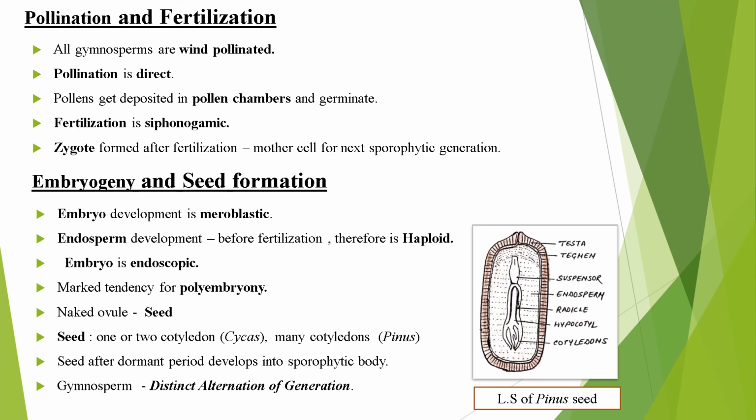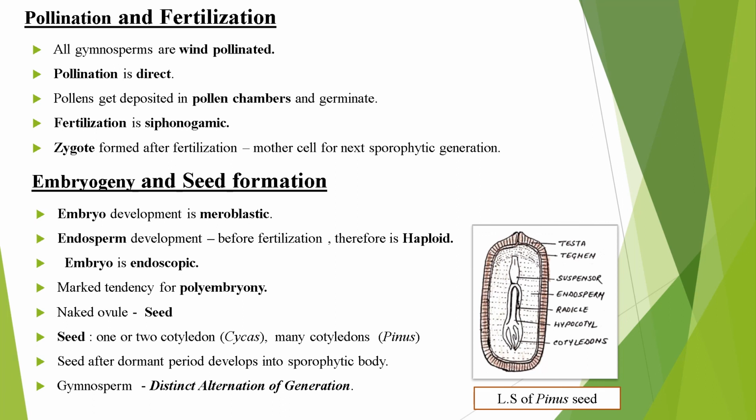Ovules further develop into the seed. For this you can refer to the figure in the slide showing LS of Pinus seed, representing the structure of a seed of a gymnosperm. Seeds may have one, two or many cotyledons. Seeds after passing dormant period develop into sporophytic plant body.